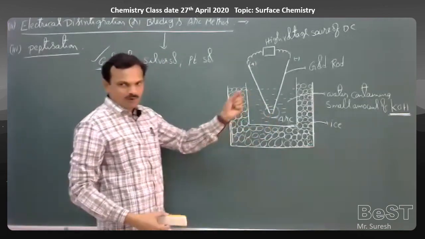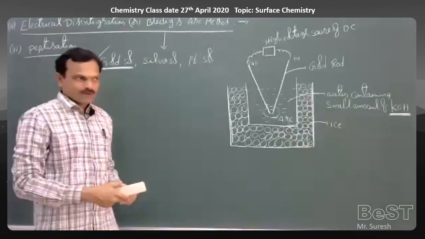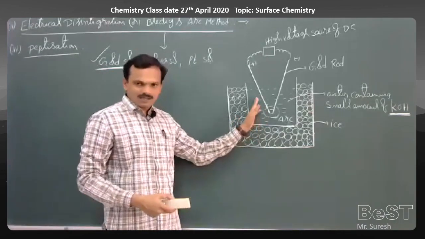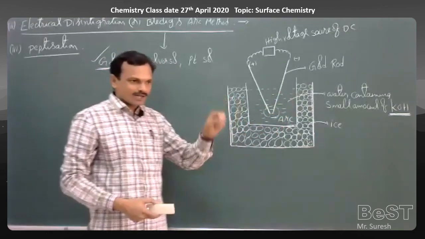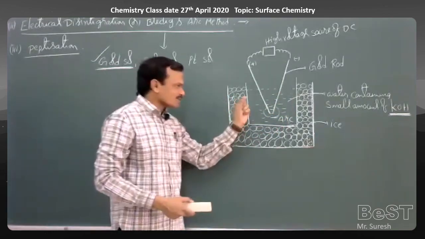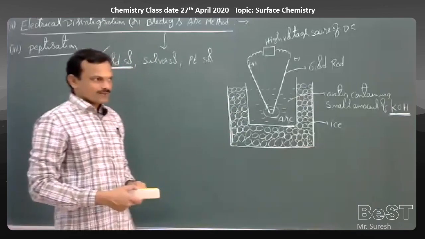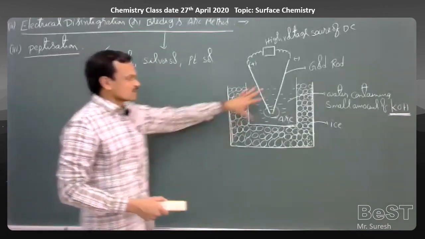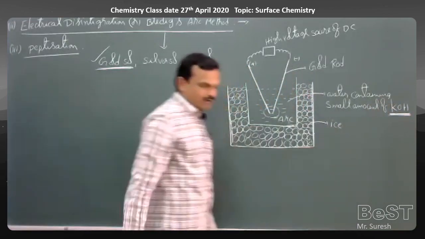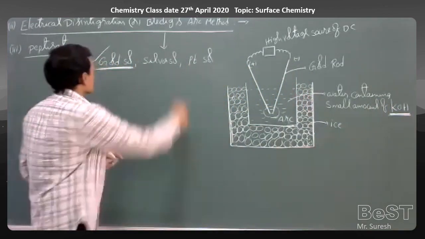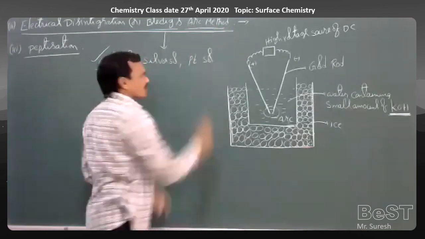As a result, some amount of gold gets vaporized, and these gold atoms lose heat to the surrounding water and undergo aggregation. As a result, we get colloidal sized particles, and those colloidal sized particles are dispersed in this water. The presence of KOH keeps the colloidal solution stable, and this method is called the Bredig electric arc method.